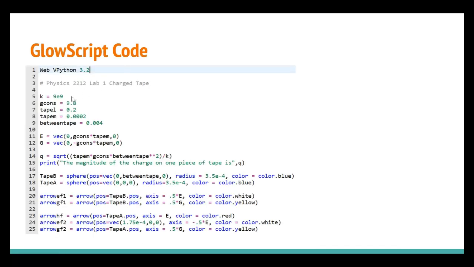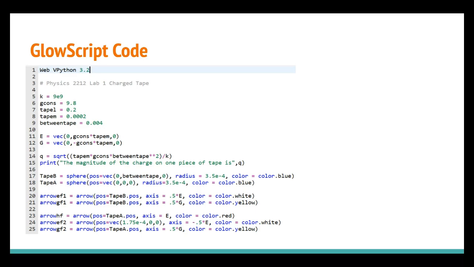Here's the overall code. We have our initial measurements from lines 5 through 9, which are the K constant, gravitational constant, tape length, tape mass, and the displacement of the tape. On lines 11 and 12, we have the force of gravity and the electric force, which we can make simpler by just doing mass times gravity for both, except the G is negative. For Q on line 14, we have exactly what we did before, the square root of mg times the displacement of the tape squared divided by k, and then we're printing out the overall charge on line 15.